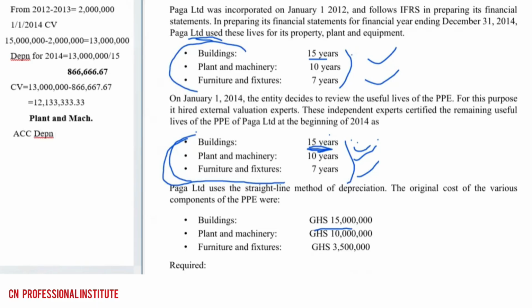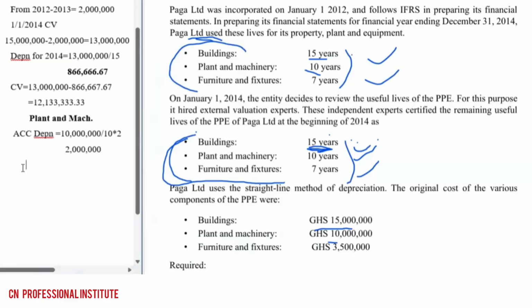2012 and 2013. So we pick the cost of the plant here, 10 million, divided by the life here, 10. Okay, so we have 10 million divided by 10, and that will give us 1 million, but we can multiply by 2. So this is for 2 years. So multiply by 2, and then we will get 2 million. So 2 million is the accumulated depreciation for 2012 and 2013.